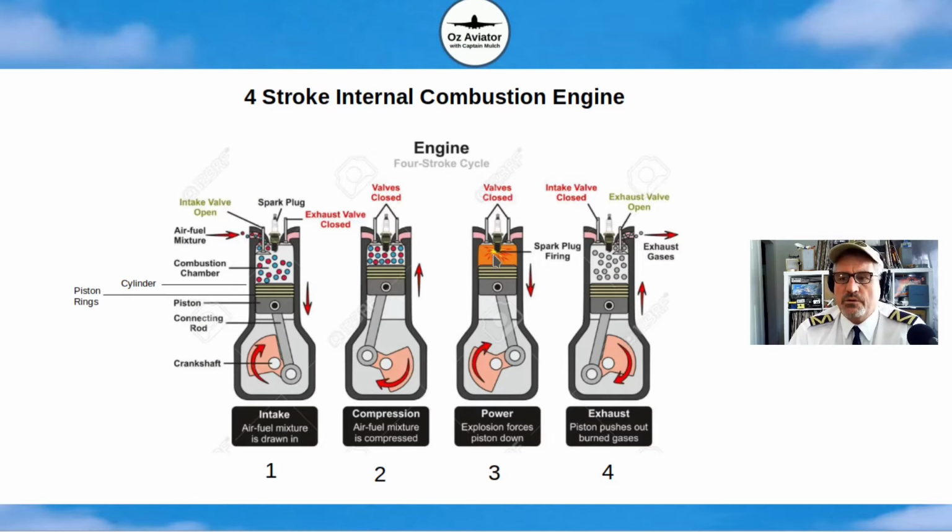Third stroke, power stroke. So the spark plug has ignited the air-fuel mixture within the combustion chamber. This forces the piston down, providing power. And then the 4th stroke, the exhaust stroke. The piston moves upwards, the exhaust valve opens, and the exhaust gases, those burnt gases, are then forced out of the cylinder. And then back to the first stroke again. So that's the basic operation of a 4-stroke internal combustion engine.